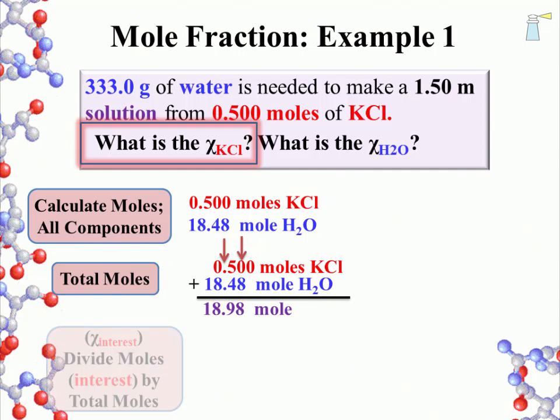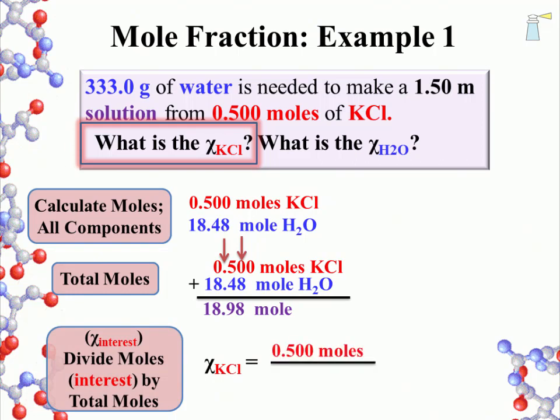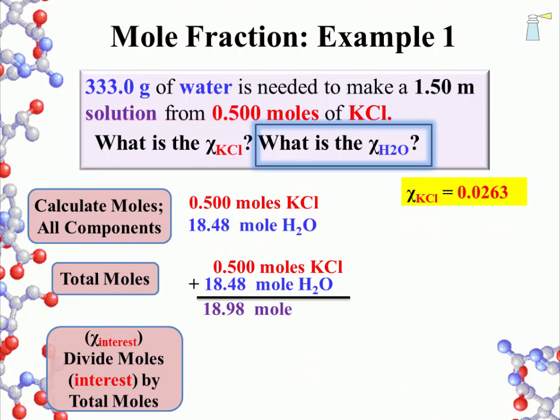To get the mole fraction of the compound of interest, potassium chloride, take the moles of potassium chloride and divide them by the total moles from step 2. Part divided by the whole. The math comes to 0.0263. The mole fraction is usually given as a decimal. We'll keep track of that value as we move to the second part of the question, the mole fraction of water.